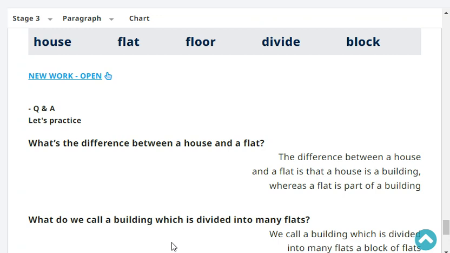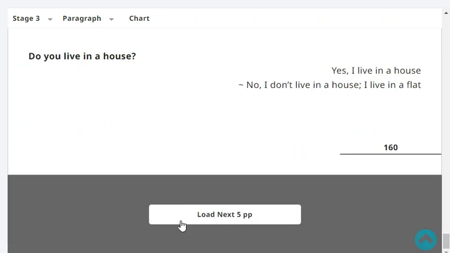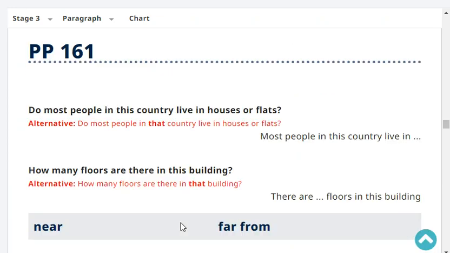What do we call a building which is divided into many flats? We call a building which is divided into many flats a block of flats. Very good. Do you live in a house? Yes or no? No, I don't live in a house. I live in a flat. Very good.